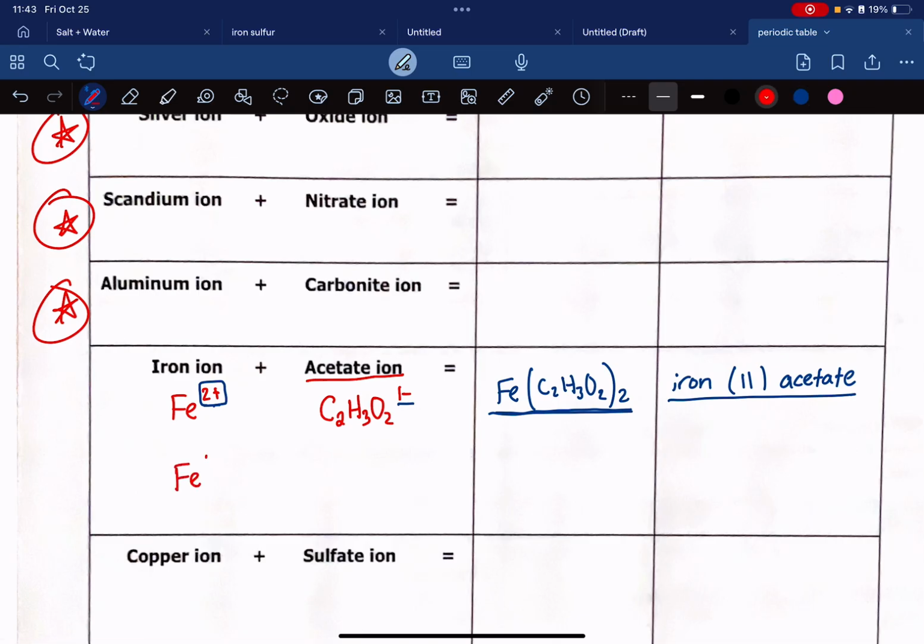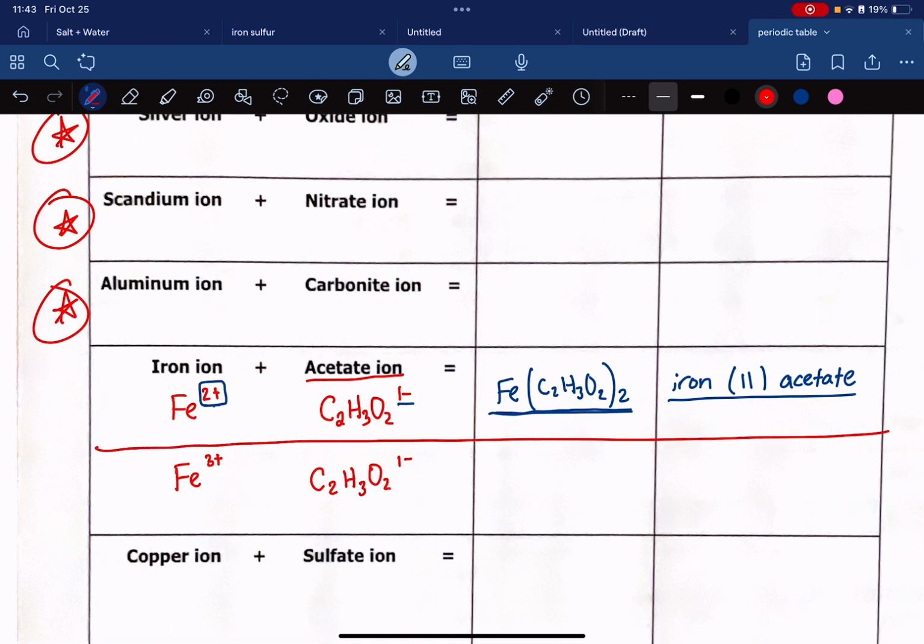We have iron with a 3+, which is the other possibility. C2H3O2 is still the correct formula for an acetate ion. But here we're going to notice that instead of just one more acetate ion, we need 2 more because we have a +3 on our iron this time. So this time the formula is going to be Fe(C2H3O2)3. And as I'm sure you can tell, this is going to be iron 3 acetate.